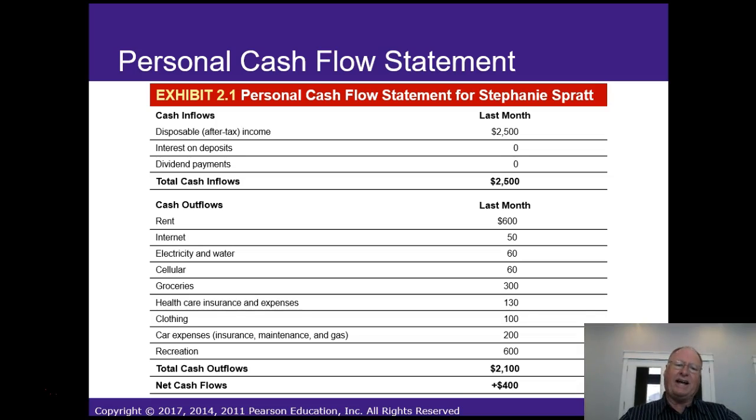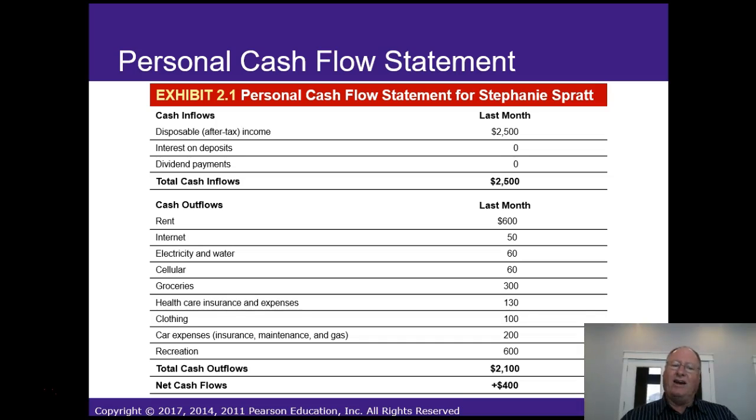And the net cash flow is the excess of your cash inflow over cash outflow, or conversely, a shortfall if cash inflows are less than cash outflows, which isn't a very good position to be in.